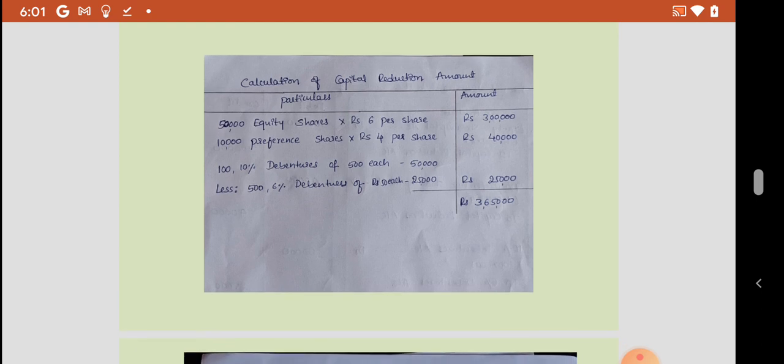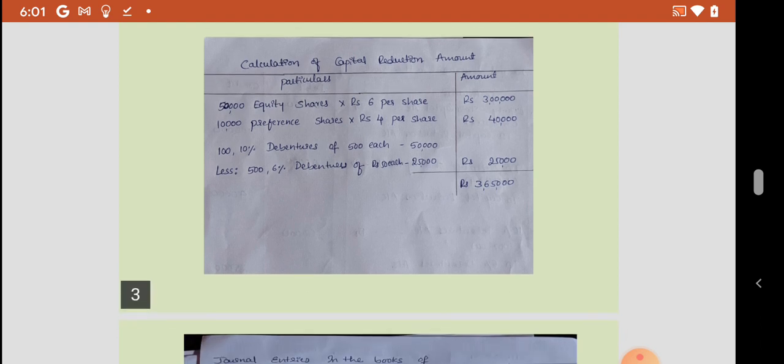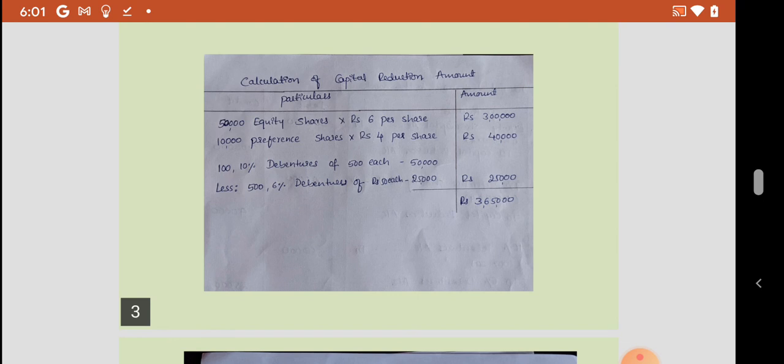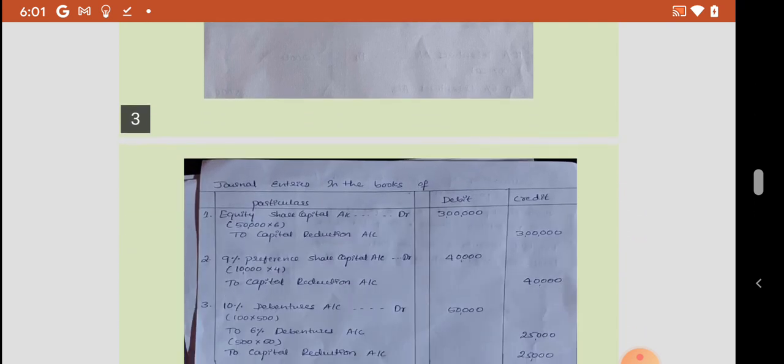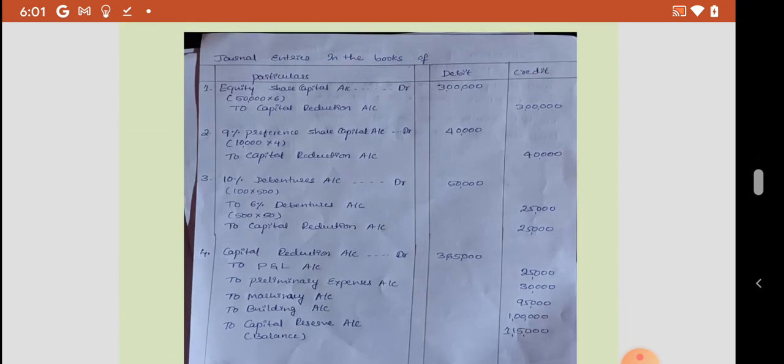Here, to calculate the reduction amount of debentures, we have to calculate two amounts. 100 10% debentures of 500 each, 50,000. This is the initial value. And next it was converted to 500 6% debentures of rupees 50 each. So the face value was 25,000. So it is reduced by rupees 25,000. So total capital reduction amount amounts to 3,65,000 rupees.